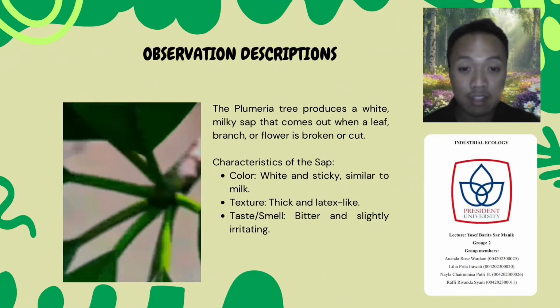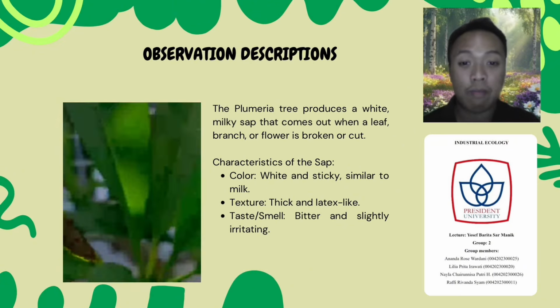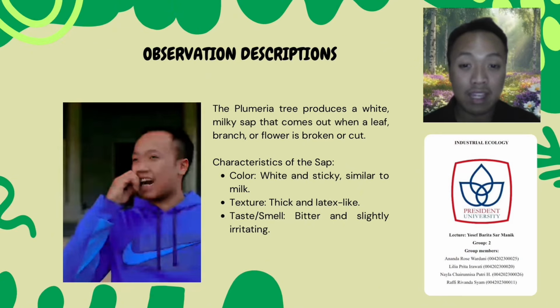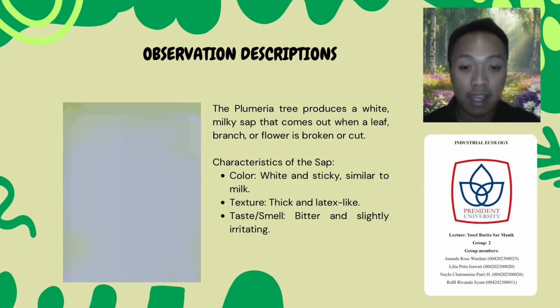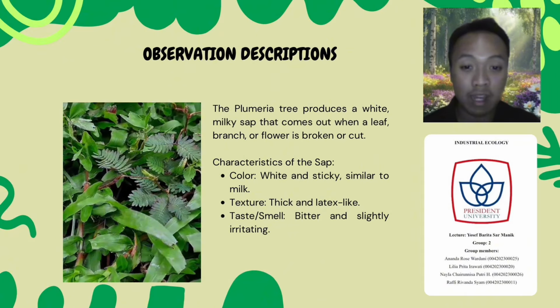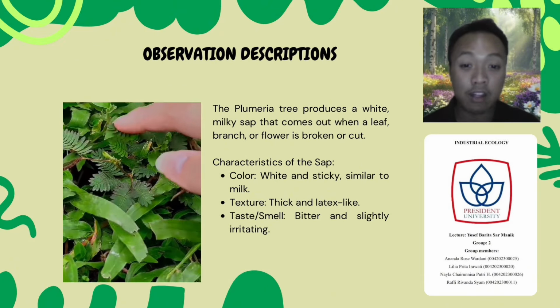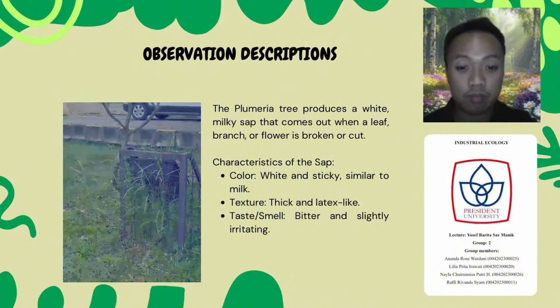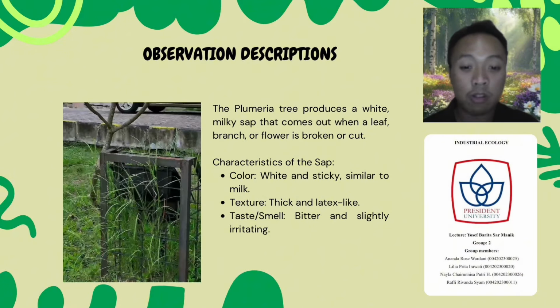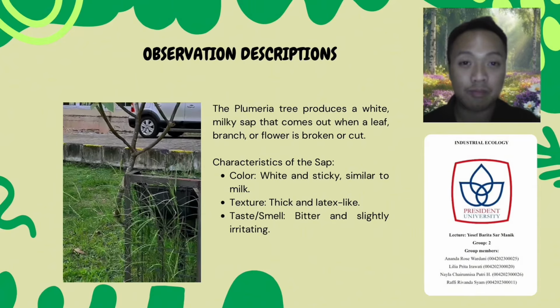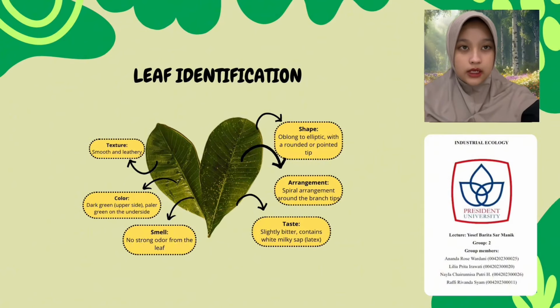The sap is thick, sticky, and latex-like in texture. It has a bitter taste and can be slightly irritating, suggesting it serves a protective function against herbivores and pests. In ecological terms, this natural defense mechanism helps the tree survive in harsh environments and heal quickly after damage. Overall, this project highlights how simple ecological observation can be linked to broader industrial and engineering applications. And this is for the leaf identification.